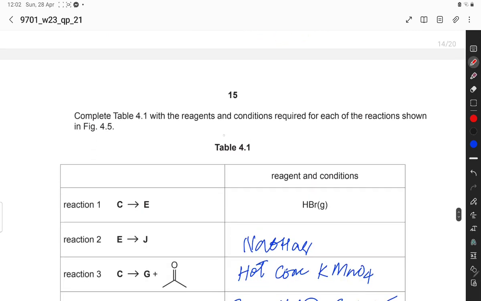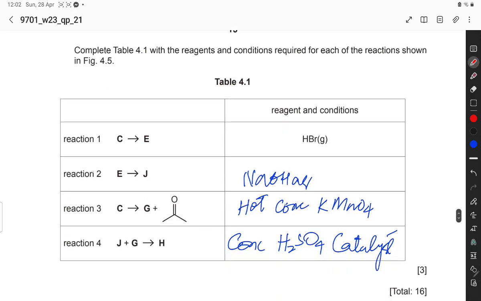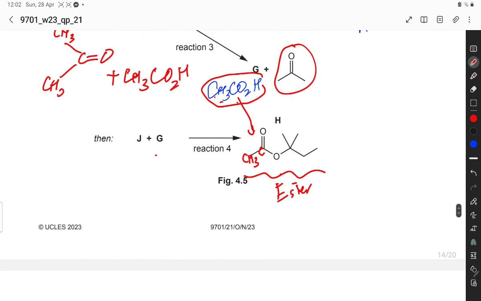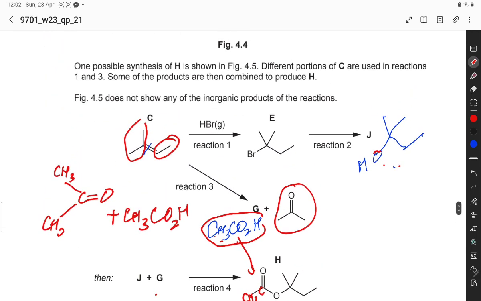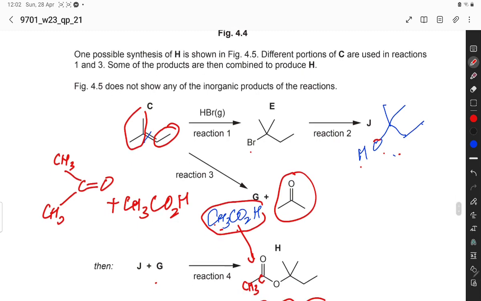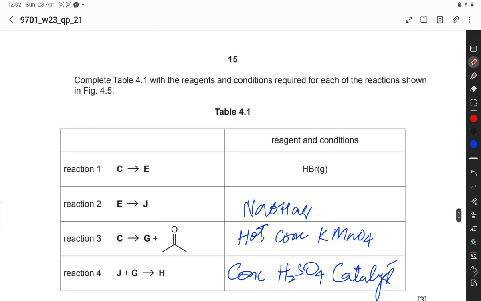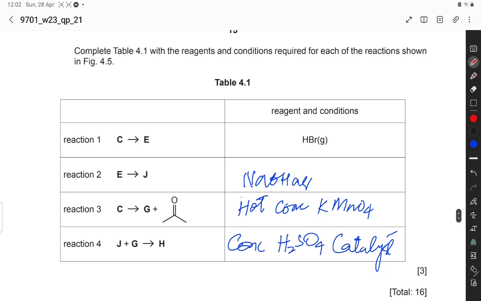Complete the table with the reagents and conditions required for each of the reactions shown. Reaction 2, E to J: the bromine is replaced by the OH group. So this is nucleophilic substitution, and the reagent is aqueous sodium hydroxide.